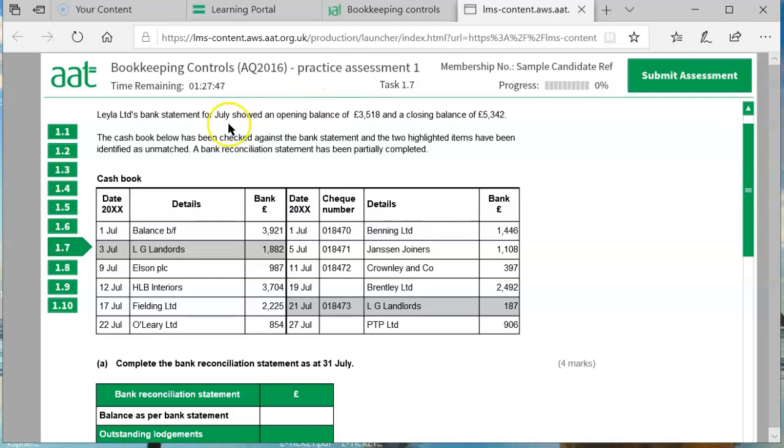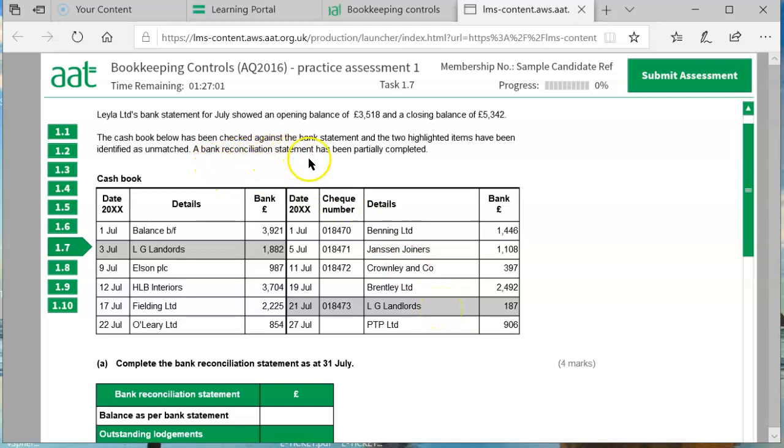Okay, so here they did not give you the bank statement, they only gave you the cash book, and they said that Leela Limited's bank statement for July showed an opening balance of 3,518 and a closing balance of 5,352. So they gave you the opening balance and the closing balance for the bank statement already. The cash book has been checked against the bank statement and two highlighted items have been identified as unmatched. So you don't have to do the matching here to check which are unmatched. They already told you two items are unmatched. One is LG Landlords on the debit side and one more is LG Landlords on the credit side.